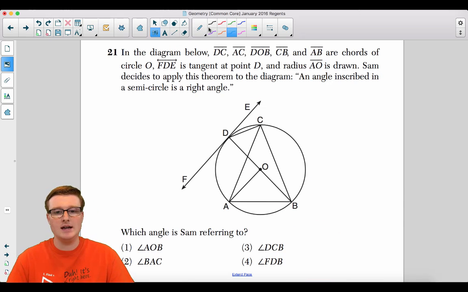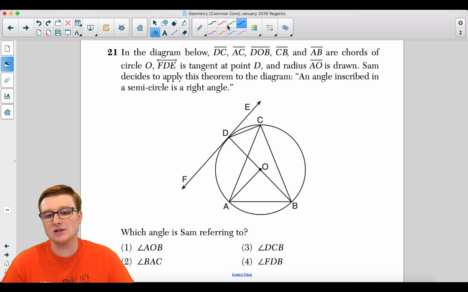All right, 21. Oh, there's a lot of reading. In the diagram below, DC, AC, DOB, CB, and AB are chords of circle O, and line FDE is tangent at point D and radius AO is drawn. Sam decides to apply this theorem to the diagram. An angle inscribed in a semicircle is a right angle. Which angle is Sam referring to?